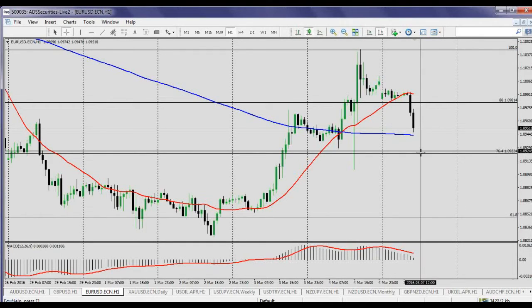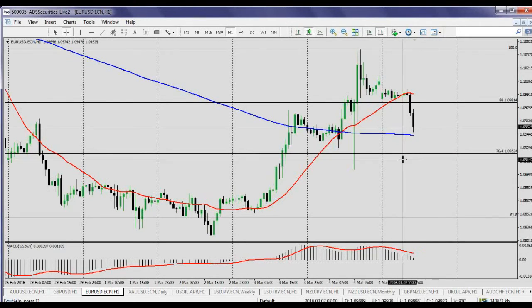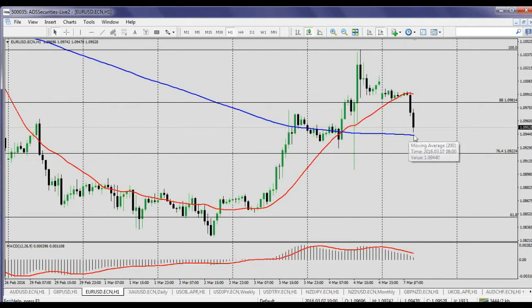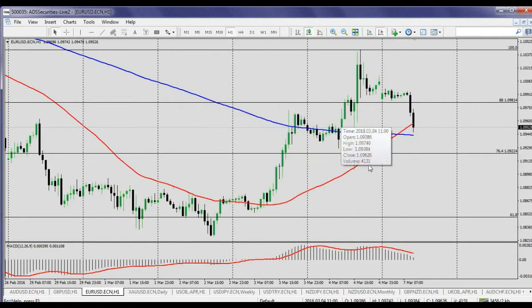If you want a long, you should look for a test and reversal once again back above the 200 moving average. Let me just change this to 50-hour moving average. You can see that the 50-hour moving average is going above the 200 moving average over here, and that's a sign that the trend is going to be reversing to bullishness.